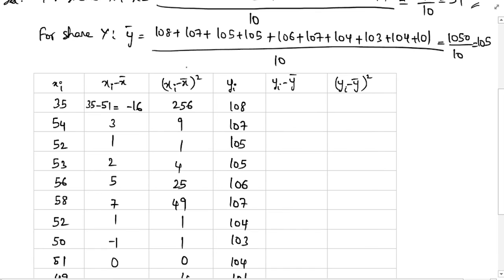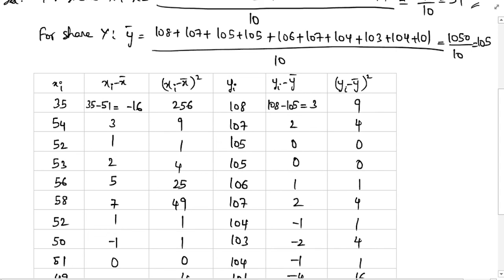Okay, and the yi value we have is 108, minus the y bar value, which is 105, right? So this will be 3. Okay, similarly calculate for others: 2, 0, 0, 1, 2, minus 1, minus 2, minus 1 and minus 4. Okay, and the square of this will be 9, 4, 0, 0, 1, 4, 1, 4, 1 and this is 16.